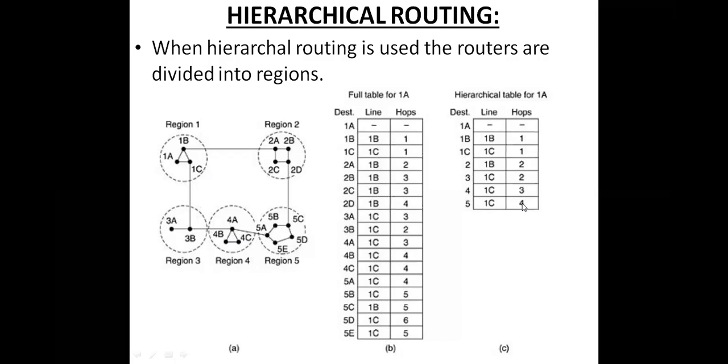Likewise, we can reduce the routing table size. Hierarchical routing is nothing but dividing the entire network into regions, so there is only one entry per region in the routing table.